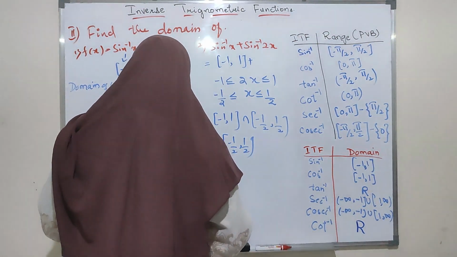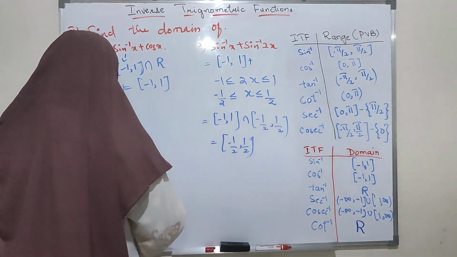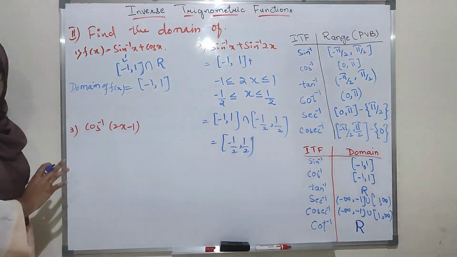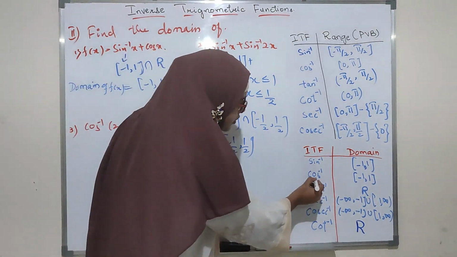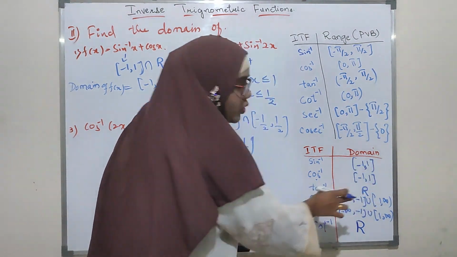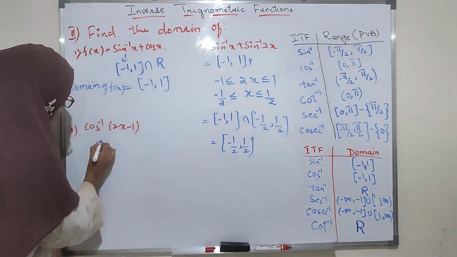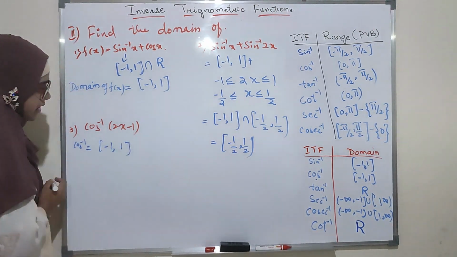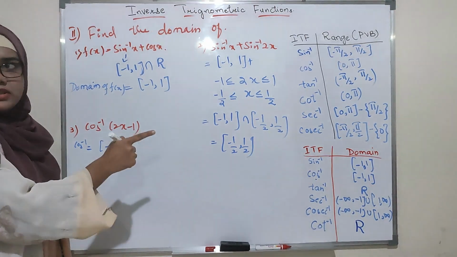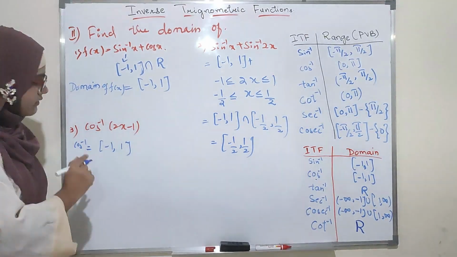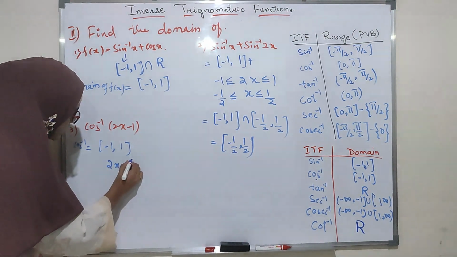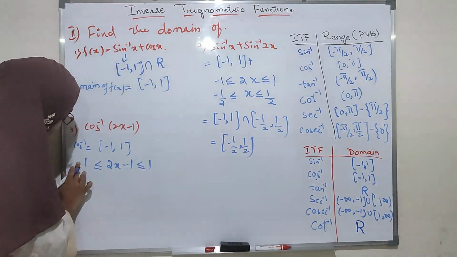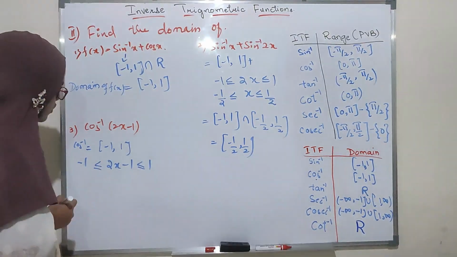Now our third question is cos inverse of 2x minus 1. You know that the domain for cos inverse is again the closed interval minus 1 and plus 1. But that is for cos inverse of x. Here cos inverse of 2x minus 1 is given to you, so you can write 2x minus 1 between minus 1 and plus 1. Now we have to find the x values, which will be our domain.